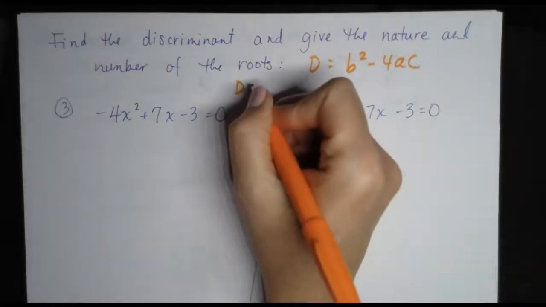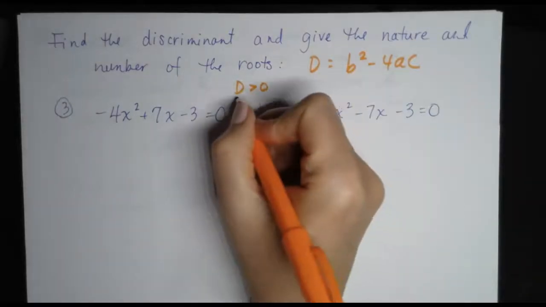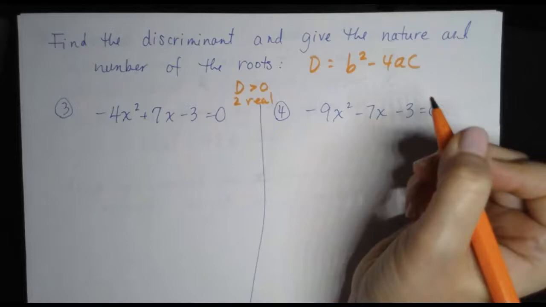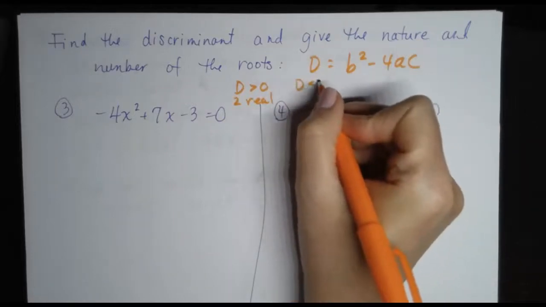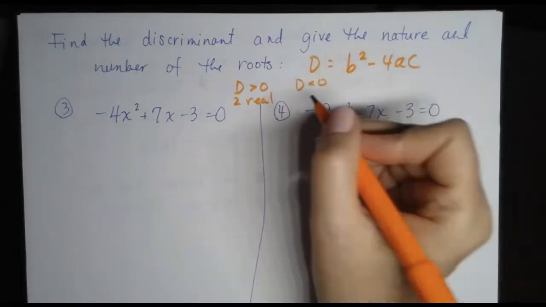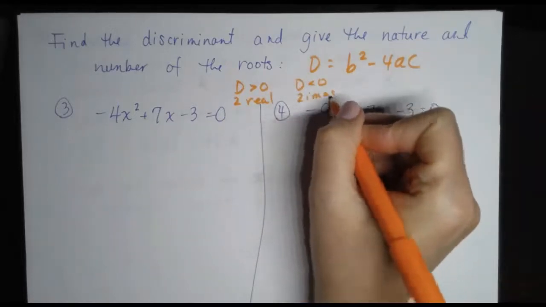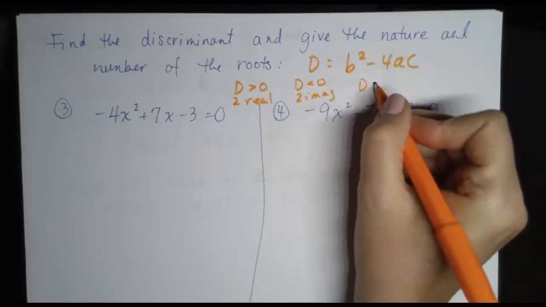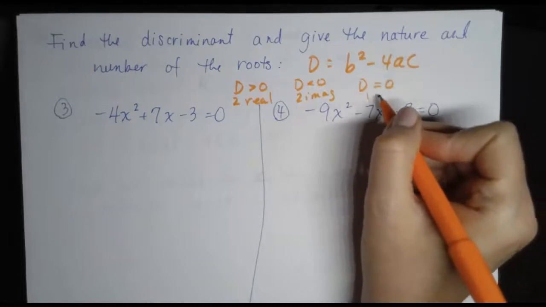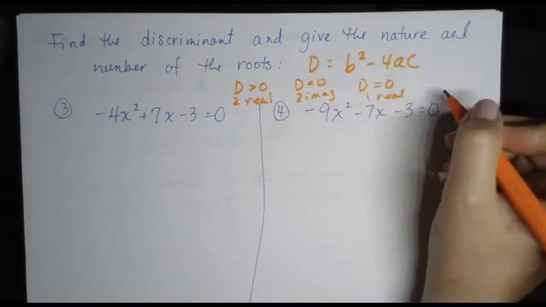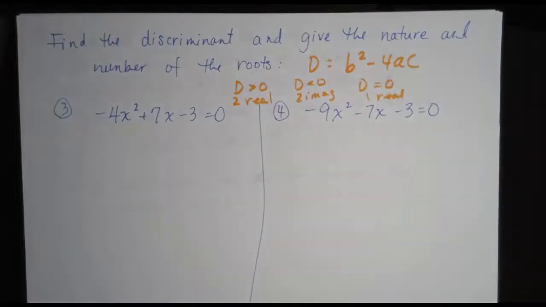If the discriminant is greater than 0, we have two real roots. If the discriminant is less than 0, meaning it's negative, we have two imaginary roots. And if the discriminant is equal to 0, we have one real root. And that one real root is the vertex of your parabola.